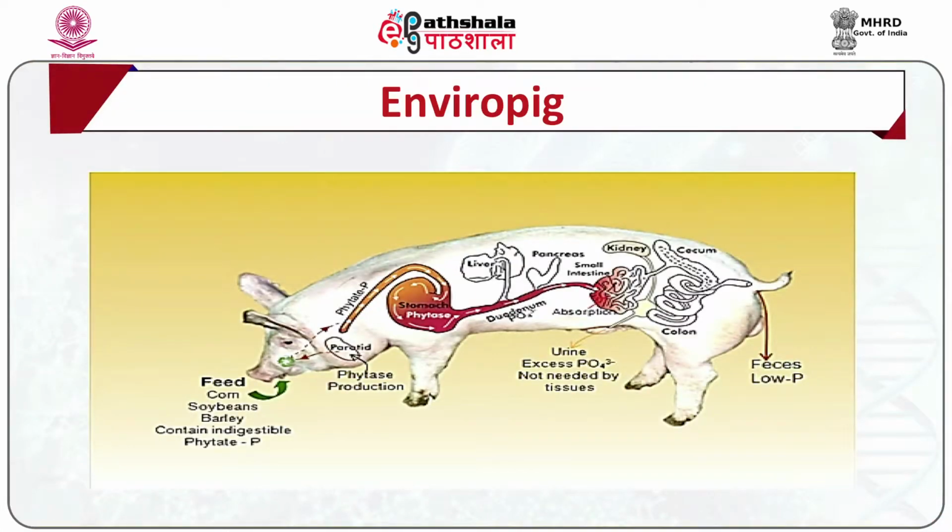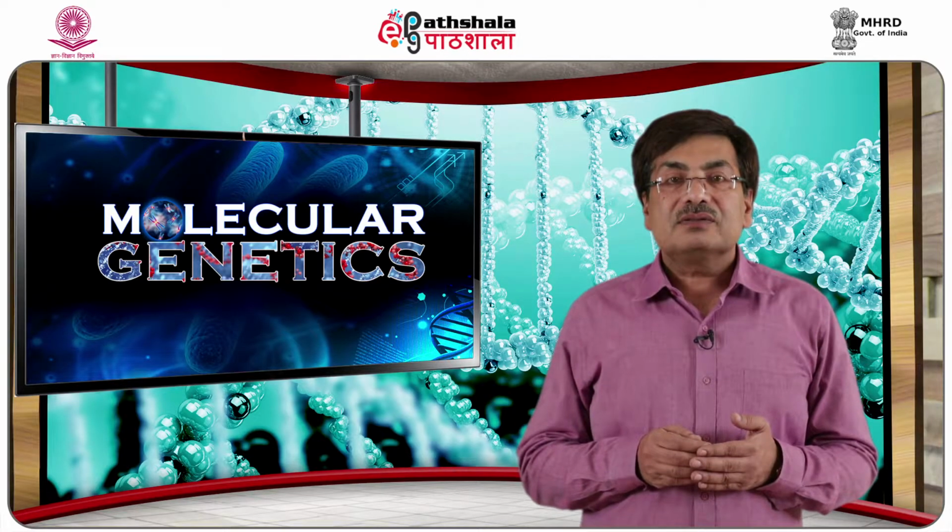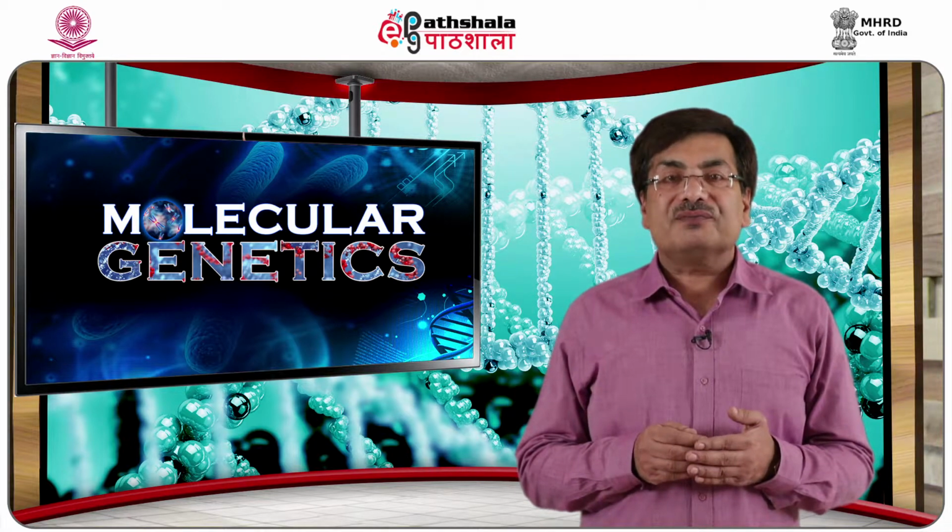EnviroPig is one such example. This is a trademark for genetically modified line of Yorkshire pig with the capability to digest plant phosphorus more efficiently than the conventional unmodified pigs. These transgenic pigs were developed at the University of Guelph.